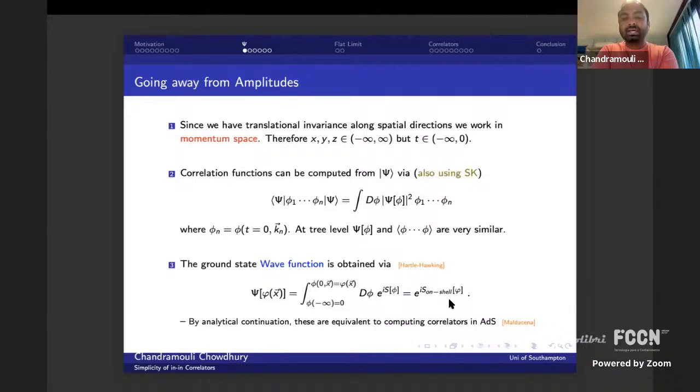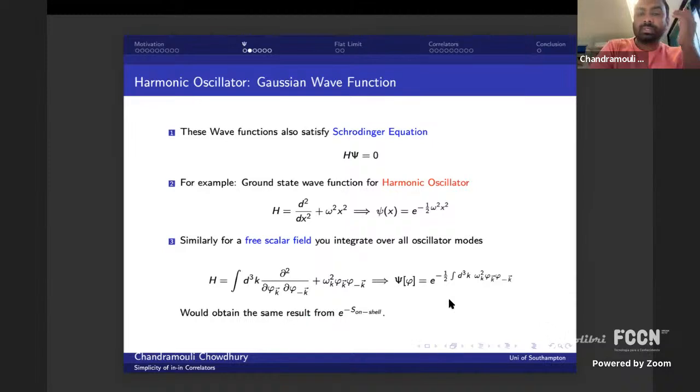And that's why, by an analytical continuation, these are often equivalent to computing correlators in EDS. This has its caveats when you have IR divergences, but that's not what I'm going to be talking about. Okay. So in case the path integral representation was not familiar, these wave functions also satisfy the Schrodinger equation. Since this is just a ground state wave function, up to some subtleties about normal ordering and vacuum energy being renormalized, etc., it essentially satisfies this equation.